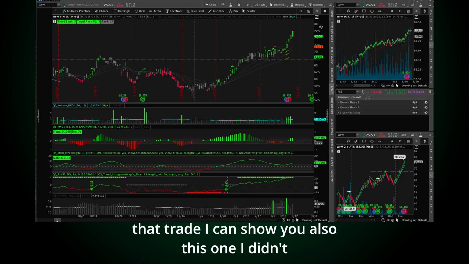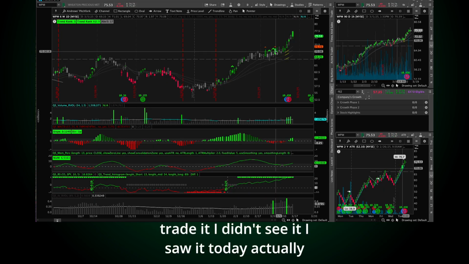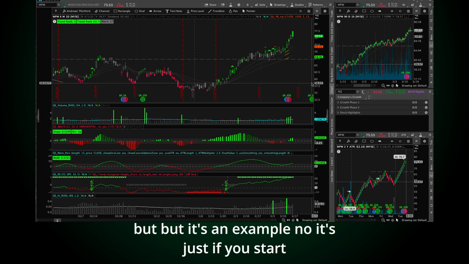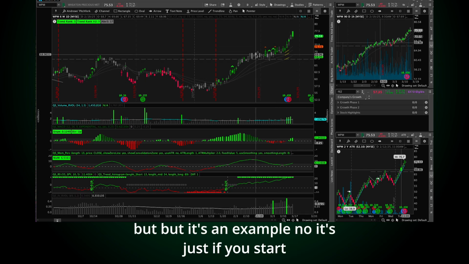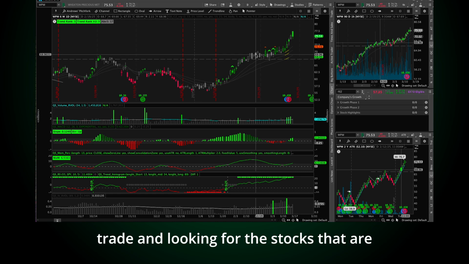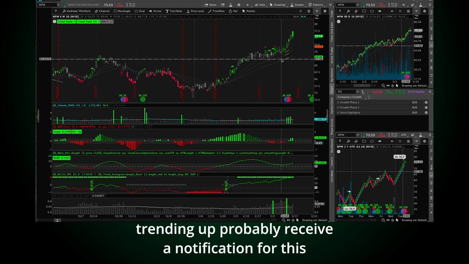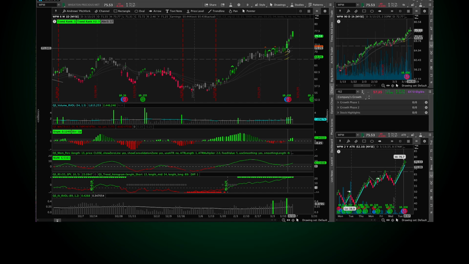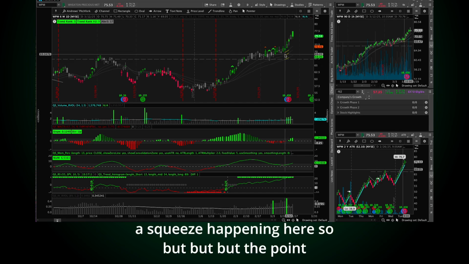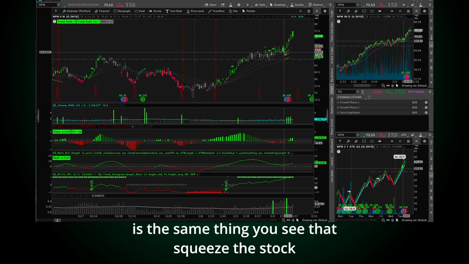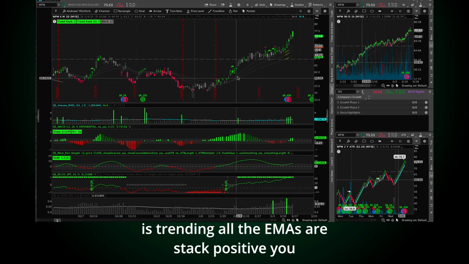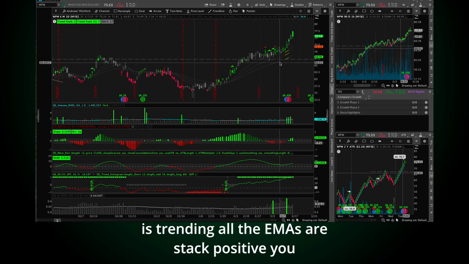I can show you this one also. I didn't trade it. I didn't see it. I saw it today actually. But it's an example, no? If you start looking for the stocks that are trending up, you will probably receive a notification for a squeeze happening here. But the point is the same thing. You see that squeeze, the stock is trending, and all the EMAs are stacked positive.